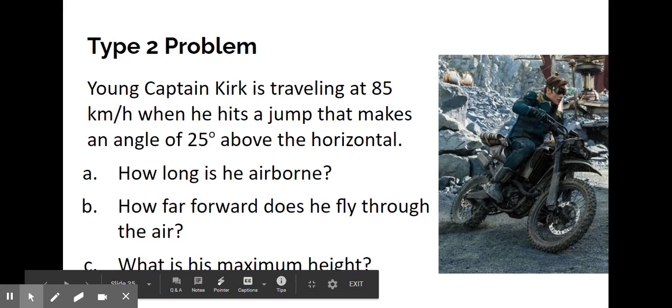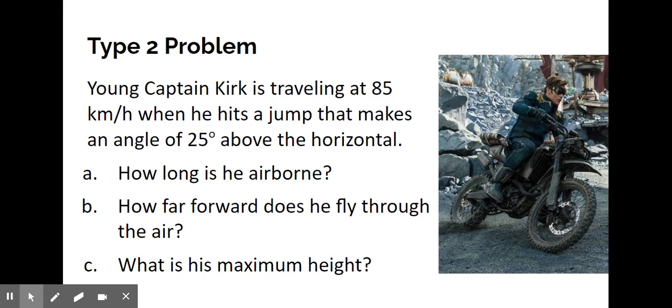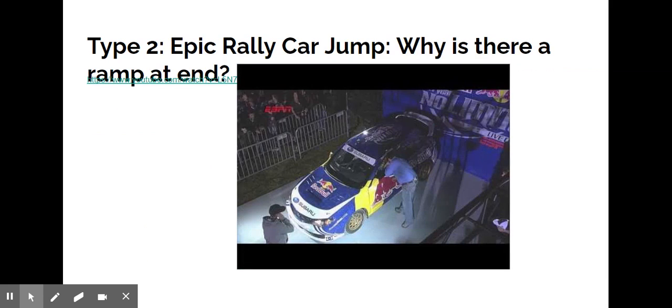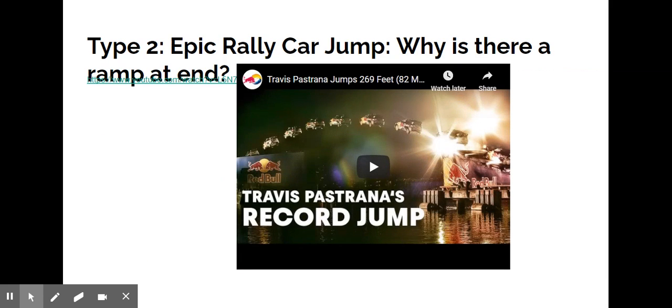All right, so last time we talked about type 1 problems in projectile motion. Type 1 problems were the sort that have a horizontal launch. It's something where a vehicle launches straight horizontally off of a ramp, and that means that we have an initial y velocity of 0.